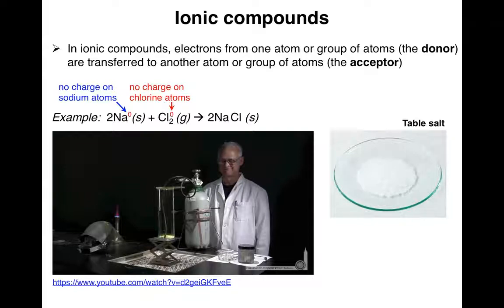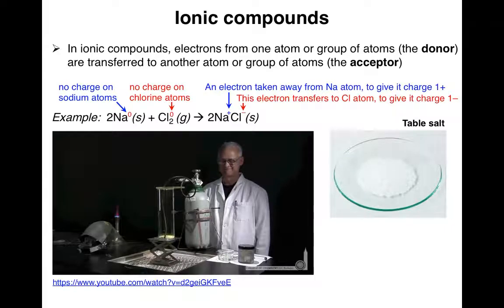Once the reaction between sodium and chlorine occurs, one electron from each sodium atom is taken away and transferred to a chlorine atom. Therefore, a sodium cation with a net charge of 1 plus and a chloride anion with a net charge of 1 minus are formed. This is an oxidation-reduction reaction, since a transfer of electrons from one substance to another occurs, and the charge states of the atoms involved in the reaction change.